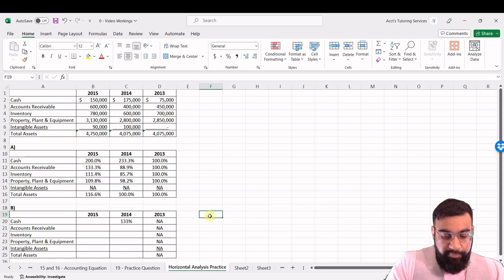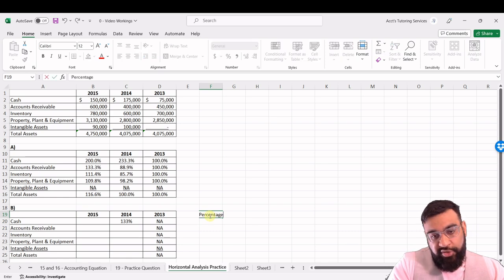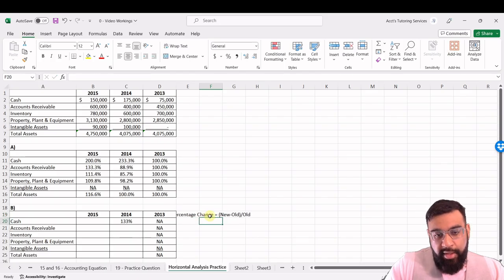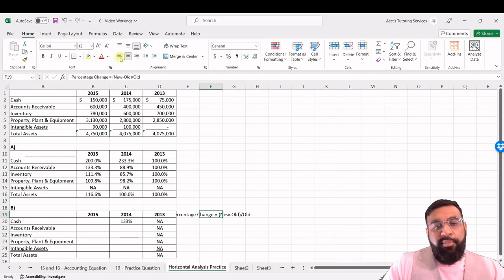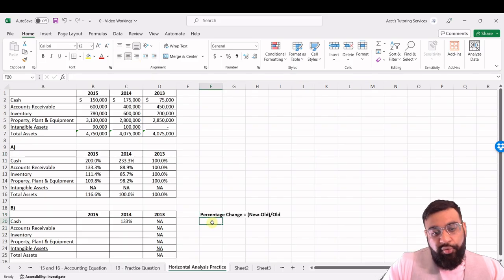So another way to look at this formula for the percentage change is going to be new minus old divided by old. This is another way that we could look at this. It's much easier to memorize. So for example, if we're doing the percentage change from 2014 to 2015 for cash, the new value is 2015, the old value is 2014.